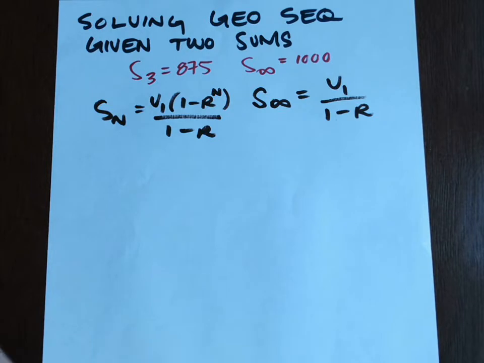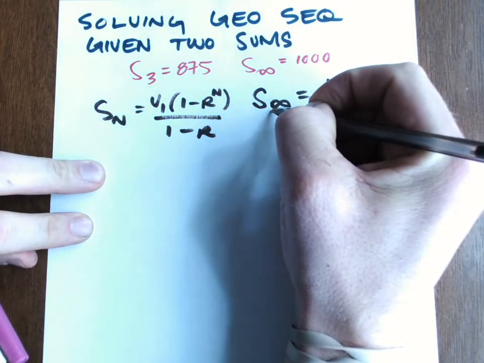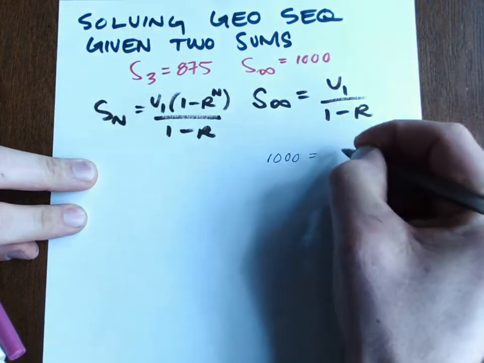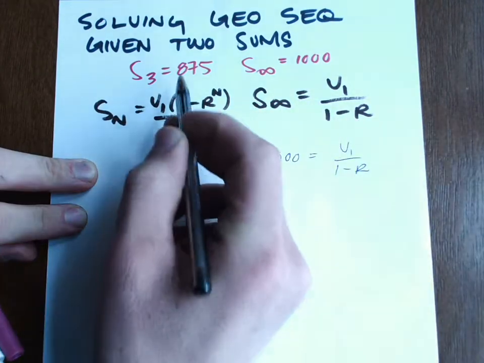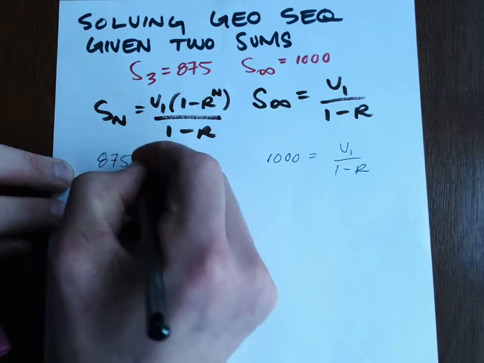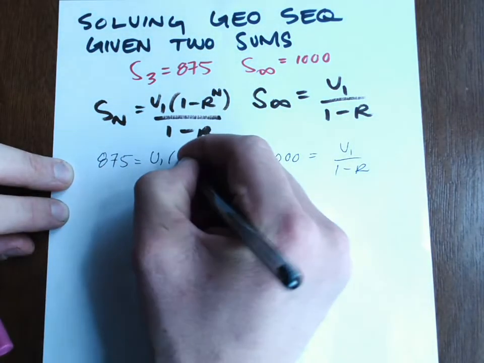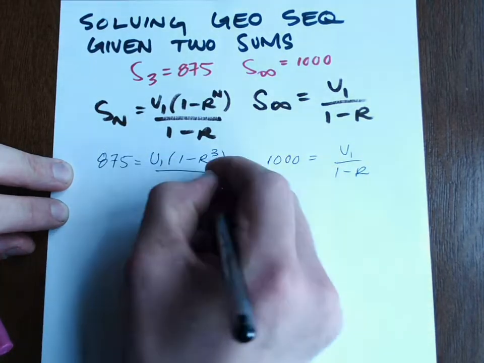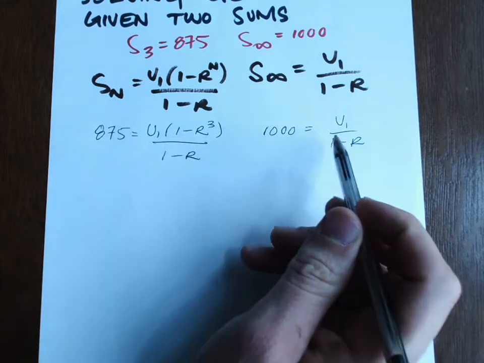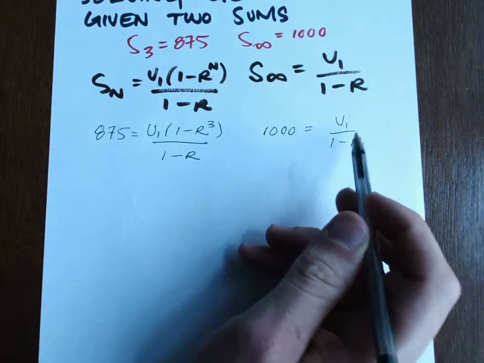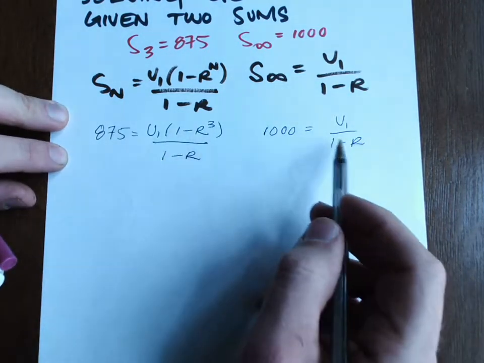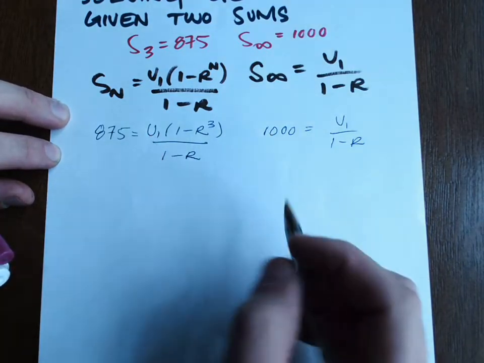All right, take a look here. 1,000 would be the sum of the infinite amount of terms. So 1,000 equals u1 over 1 minus r. And then if you add up three terms, they would sum to 875. Still don't know the first term, but it would be u1 times 1 minus r cubed over 1 minus r. Okay, now we have two equations with two unknowns, u1 and r, and we need to do some kind of substitution or elimination. And in this case, I'm looking at substitution being sort of the easiest approach.